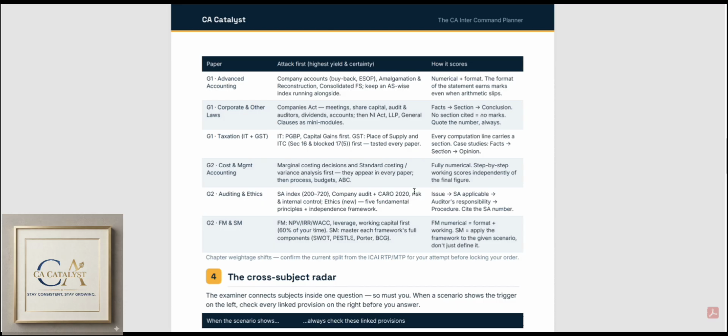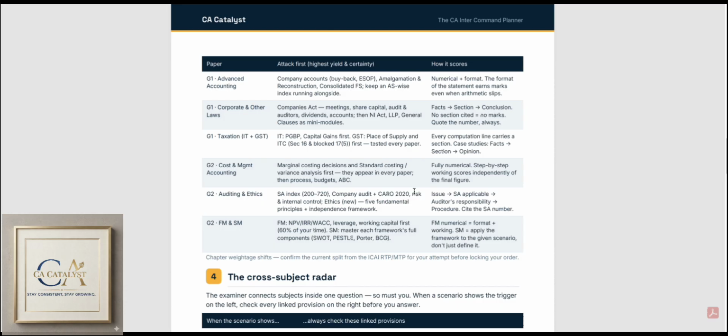Next is auditing and ethics. Now the SA index, you should have from 200 to 720, all of those written, and for each of the index, what you must write is what the SA says, the technical terms, the keywords, and what is the auditor's duty in that. So on the last day of revision, this will be very helpful, where for each of the standards you know what the SA is that should be followed, and what the auditor is saying about that.